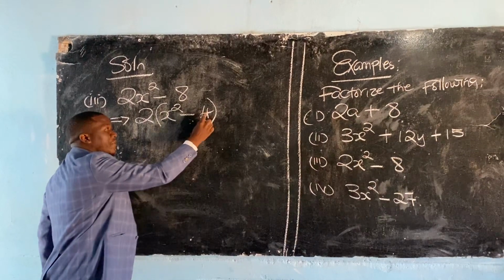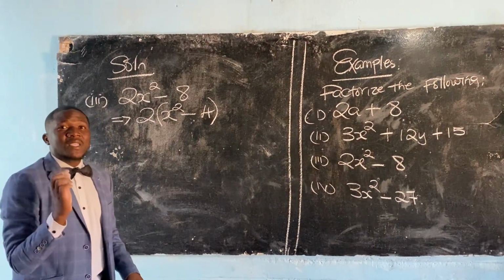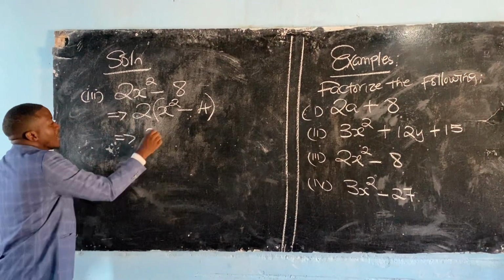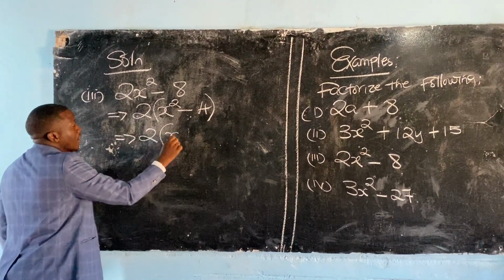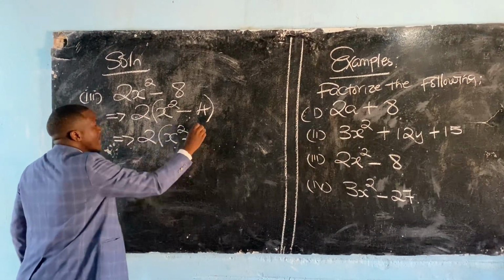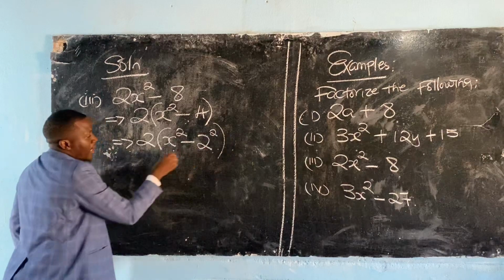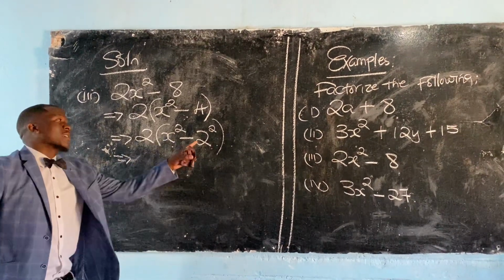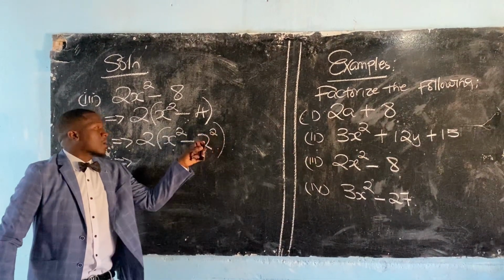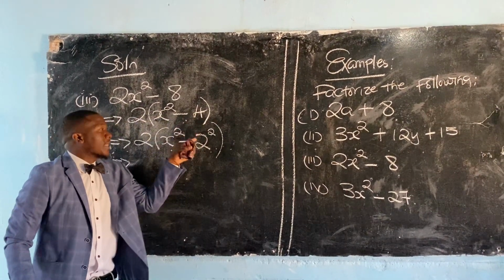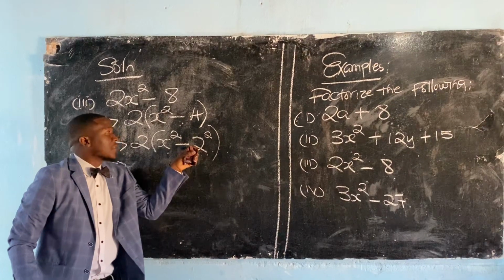But in as much as 4 is a perfect square, it simply means it can be reduced to its square root. By that I mean this is going to be 2, then x squared minus the square root of 4 is 2 to the power 2. The more reason I've said 2 to the power 2 is because the square root of 4 is 2, but this 2 is representing 4. So how many times can we multiply 2 successfully to get 4?